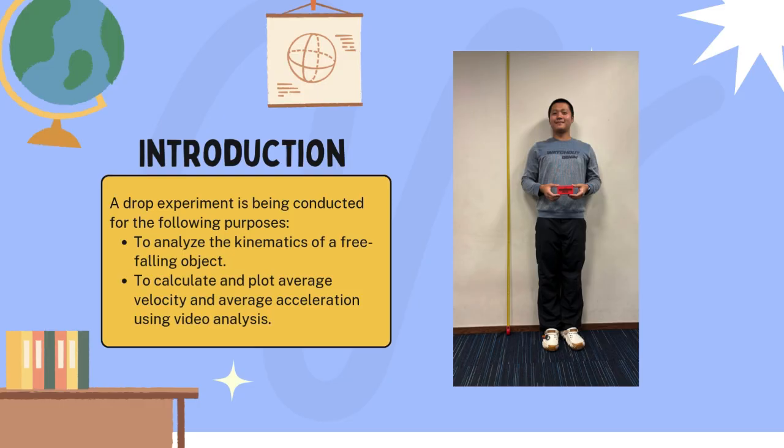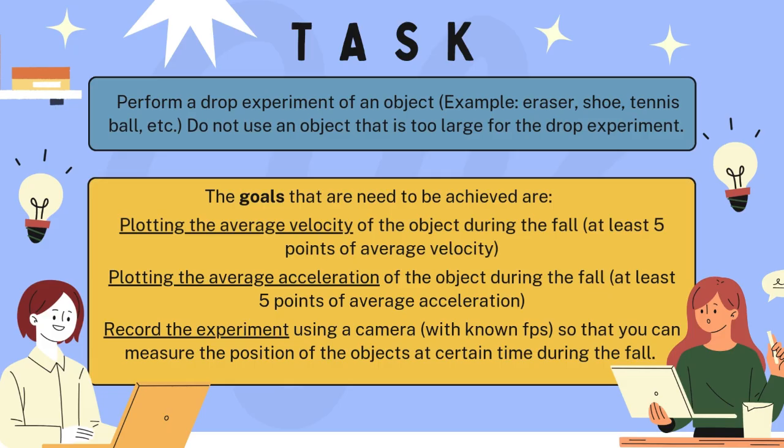Beginning with an introduction, the purpose of this experiment is a drop experiment conducted for the following purposes: to analyze the kinematics of a free-falling object, and to calculate and plot average velocity and average acceleration using video analysis. The task is to perform a drop experiment of an object, for example an eraser, shoe, tennis ball, etc., and not using an object that is too large for the drop experiment.